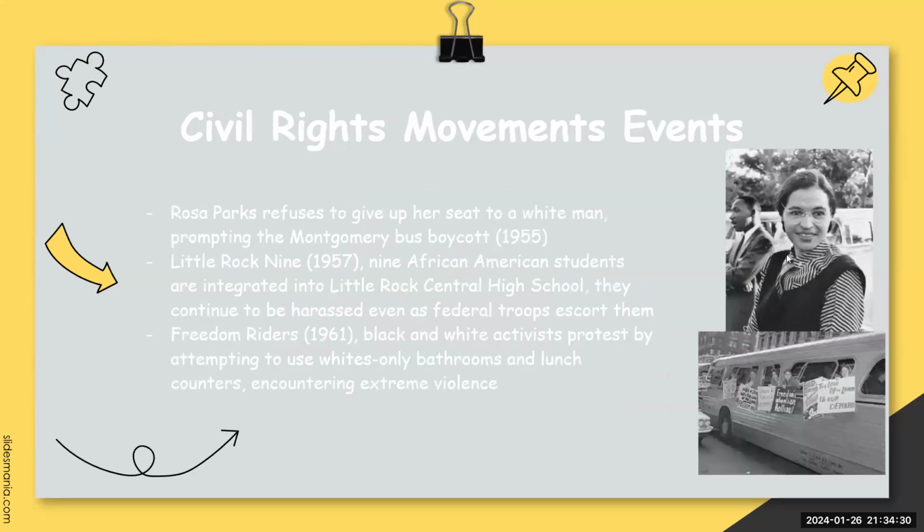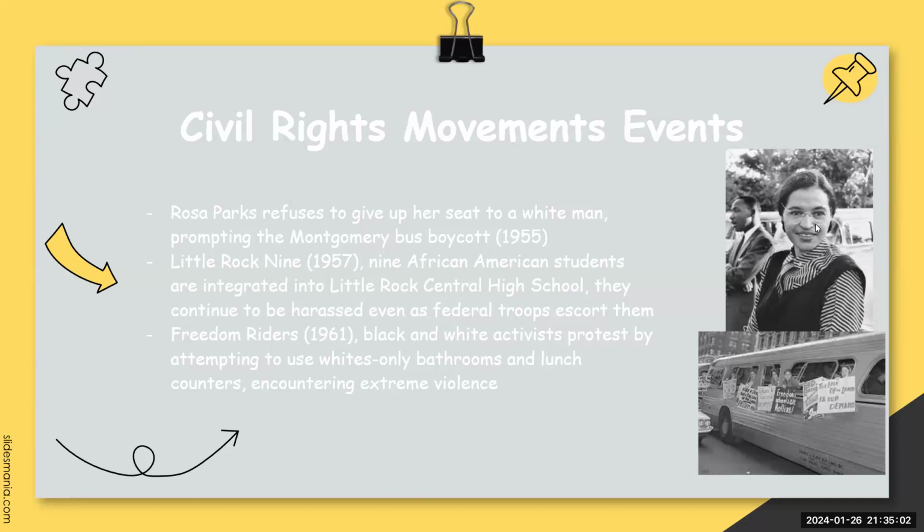And then some more events was Rosa Parks, pretty famous. She just refused to give her seat to a white man, which prompted the Montgomery bus boycott, where they just didn't ride the bus for a year. There's the Little Rock Nine, which is where 9 African American students were integrated into Little Rock Central High School. And even as federal troops escorted them in, they were still being harassed by the protesters.